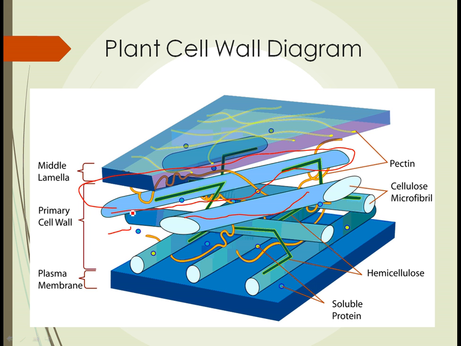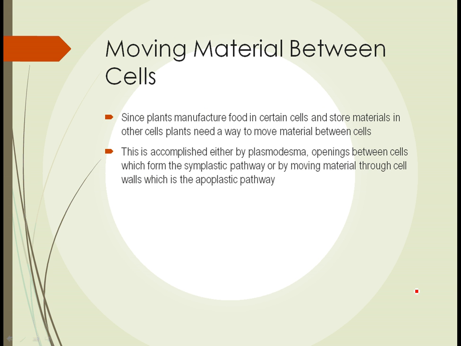With the middle lamella, this upper surface in the diagram, the cellulose in the middle, and the plasma membrane at the bottom, those structures together form the entire primary cell wall. And as I said, plants differ from animals because they have this cellulose, which gives them strength and helps them to hold their shape. There's another name for cellulose that you may be familiar with from reading about diet and nutrition. Cellulose is the primary ingredient of fiber. So fiber in your diet comes from cellulose in plant walls.